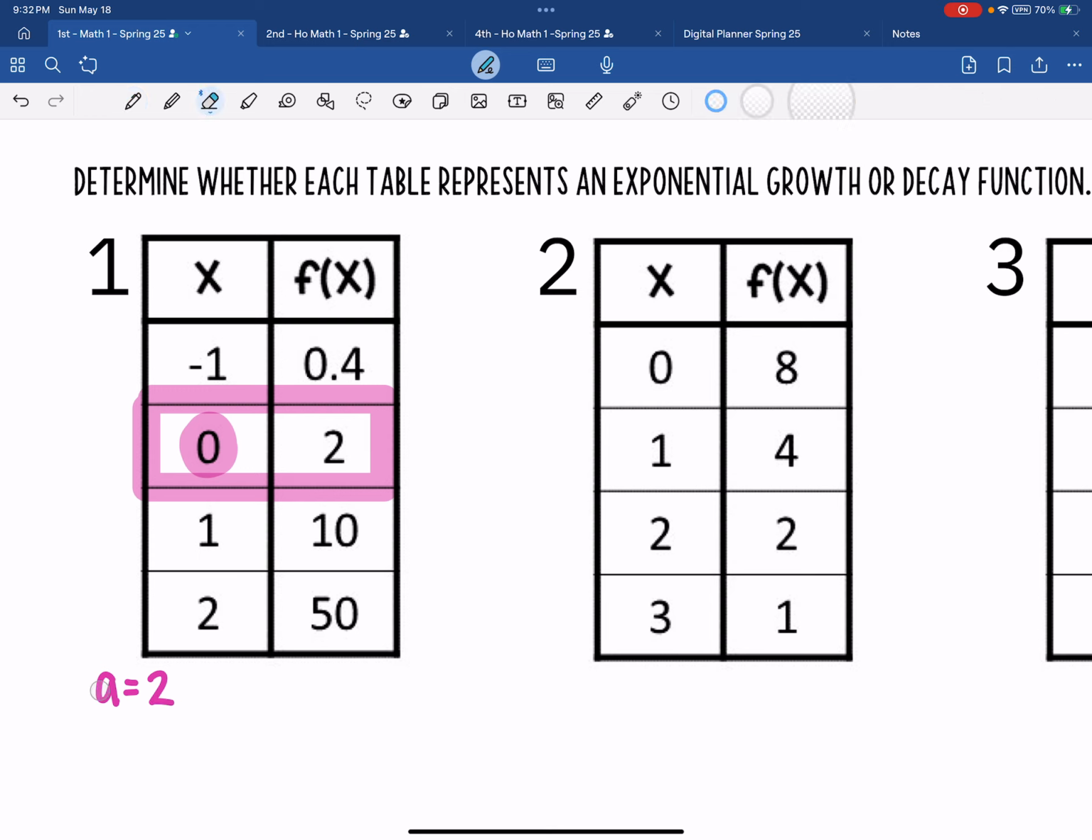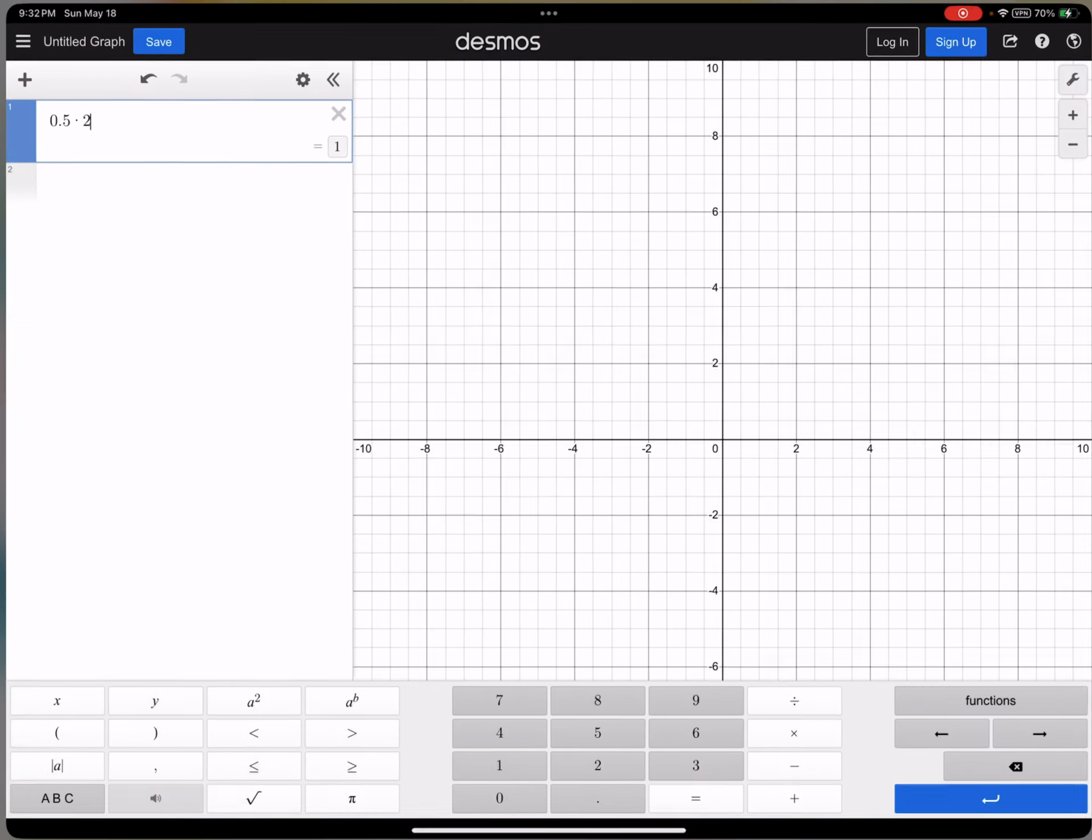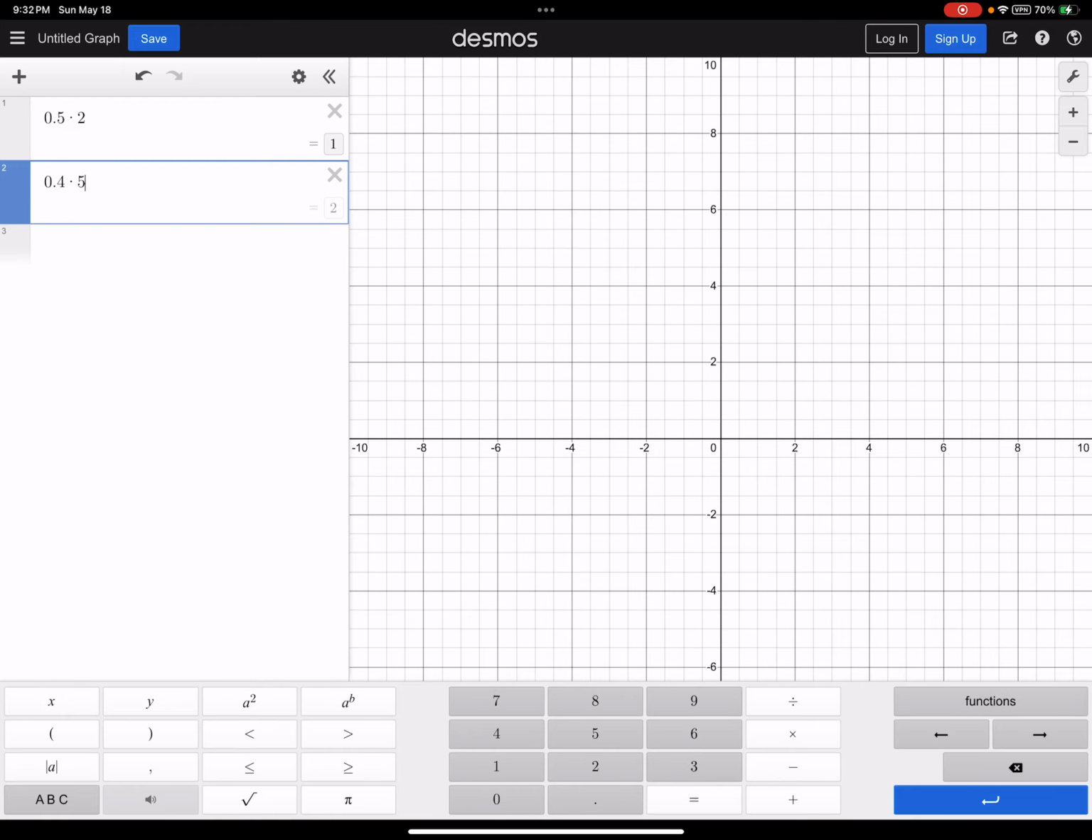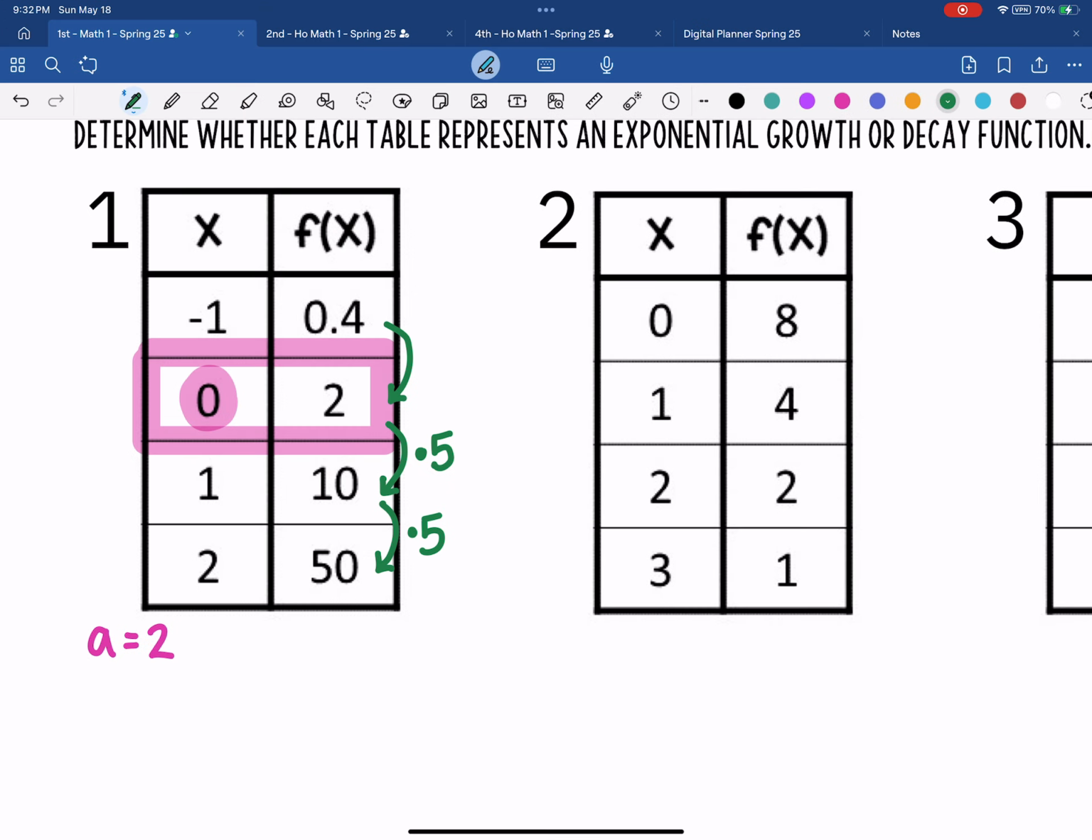If I were to graph these points, I would see that it's crossing the y-axis at 2. And then we need to find the base. The base is the multiplier. So what do I multiply by to get from 0.4 to 2? From 2 to 10, from 10 to 50. Now, if you don't know what to multiply 0.4 by to get 2, then go to the next one. So this is times 5, and 10 times 5 gives me 50. I can always go back and check in Desmos that 0.4 times 5 does in fact give me 2. So my base, my multiplier, is 5.